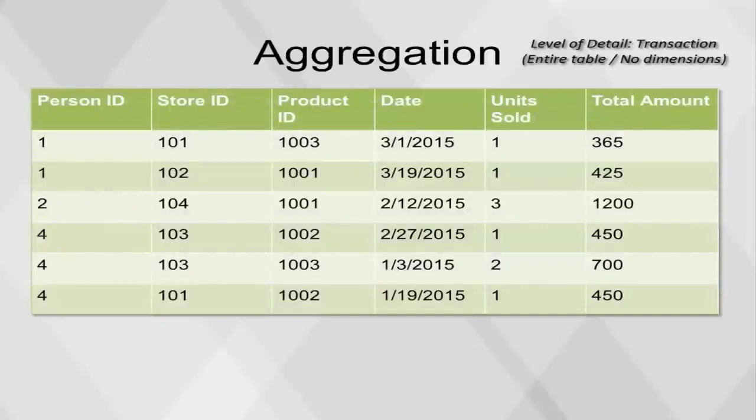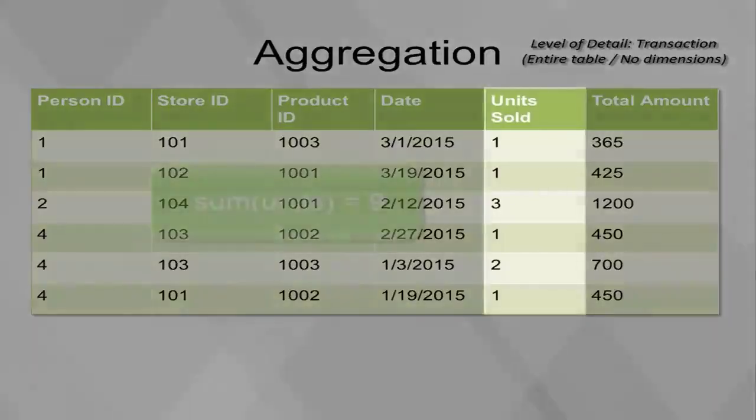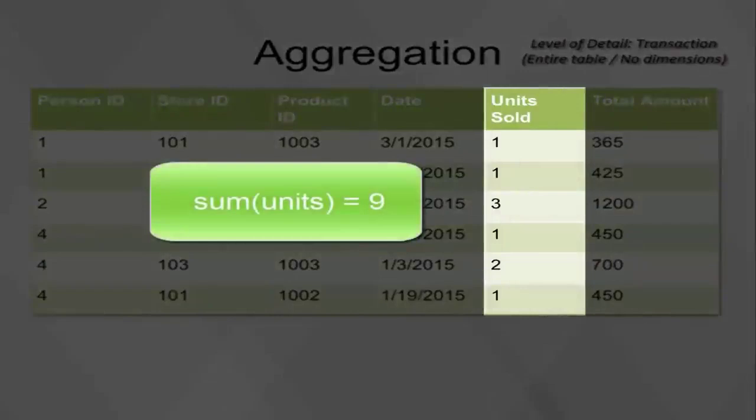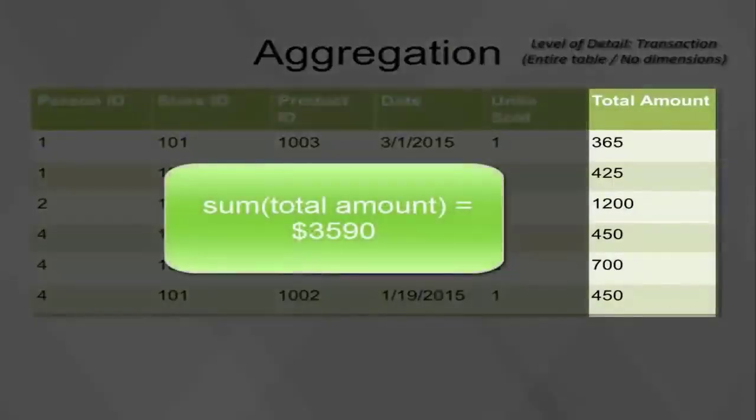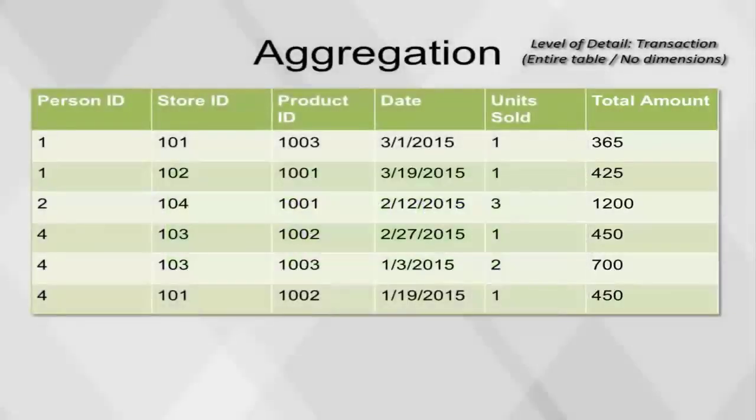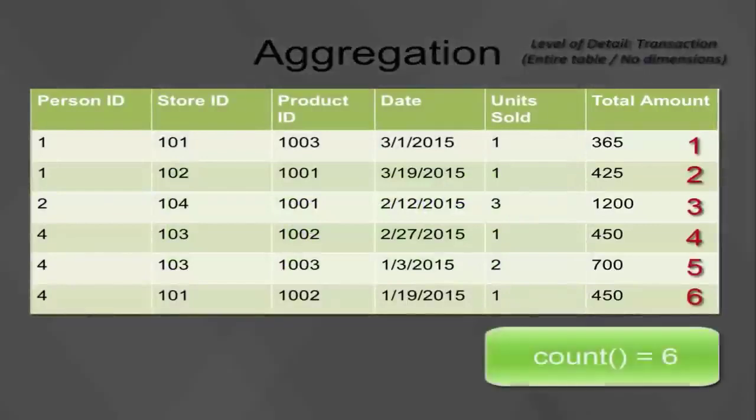The most basic aggregation can be done on the level of detail for the table. In this case, each row is a transaction, and the table as a whole represents sales for phones for Q1 of 2015. The answers can be calculated by applying a formula to a single field, using all the rows in the table. How many units were sold? 9. How much total revenue? $3,590. How many transactions? 6.